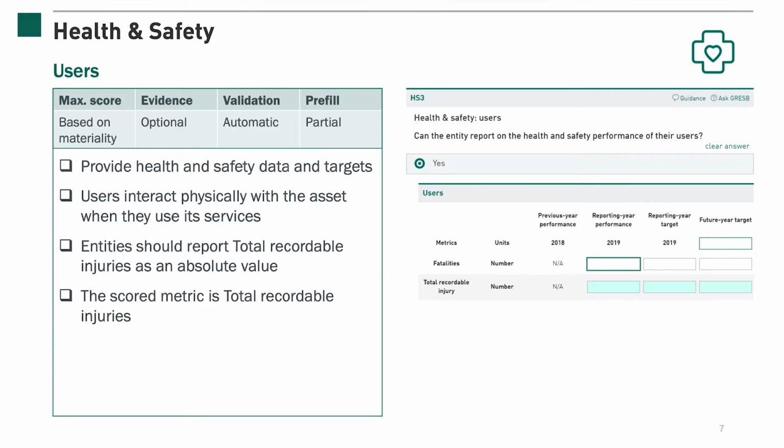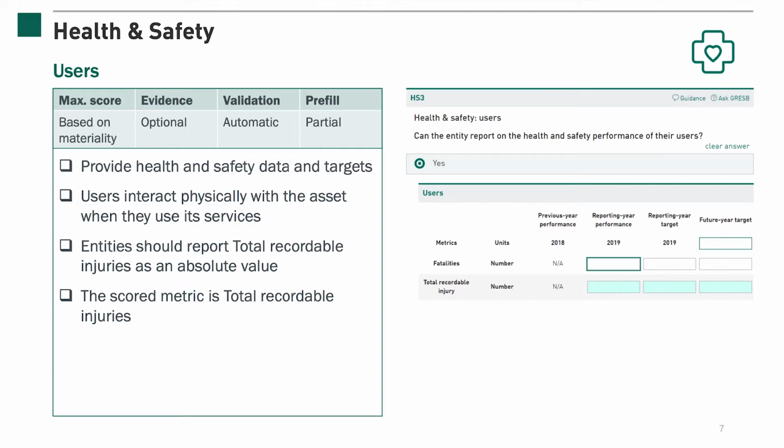The third indicator in this aspect is health and safety of users. By users, we mean people that interact physically with the asset when they use its services. For example, public transport passengers. This is distinct from customers, which is a broader set of stakeholders because some customers do not interact physically with an asset, like consumers of electricity, for example.